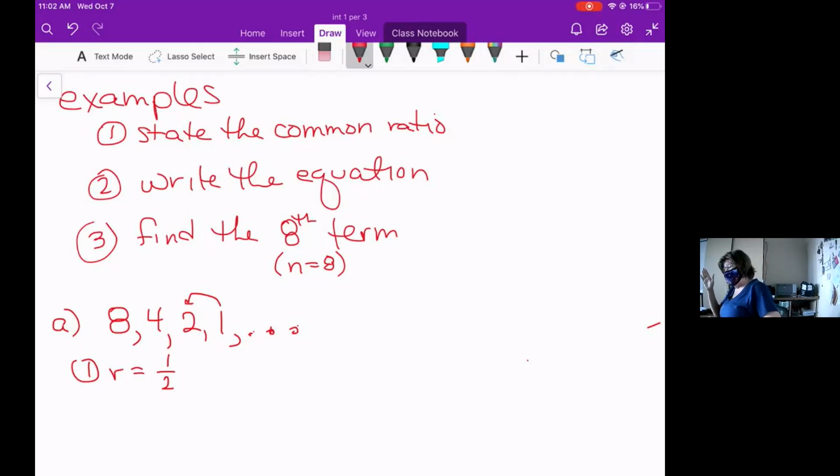Okay. Could she have done 2 and then 4? Yeah, you could pick any term that you know, as long as you know the one in front of it. You've got to know the one in front of it, okay? So I could have done 4/8 and then reduced it to 1/2. Now let's write the equation. A sub n equals the first number, which is, what's the first number in the sequence? 8. Parenthesis, my r, times, to the n minus 1 power.